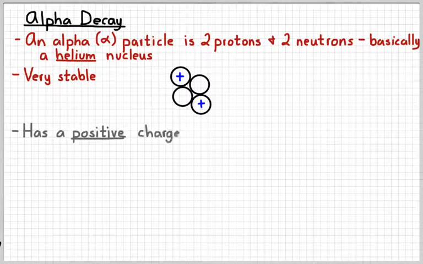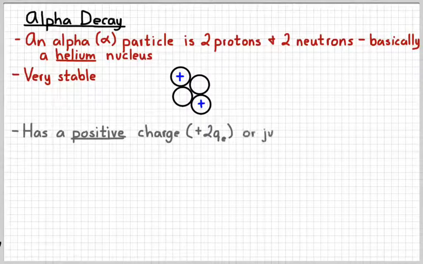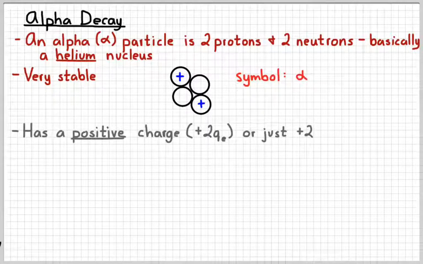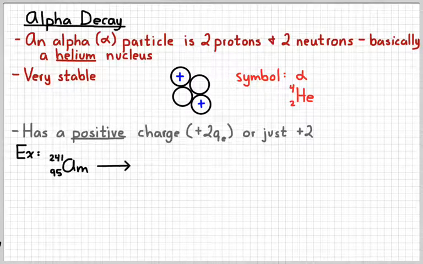And remember that there's two protons with no electrons, so that means it has a positive charge. So we can say it's got a charge of +2 times the elementary charge, or using chemistry notation, we just say it's got a +2 charge. We could symbolize it either with the letter alpha, or we can symbolize it like that, using atomic symbol. So the atomic number would be 2, the mass number would be 4, and that would give us the element helium.